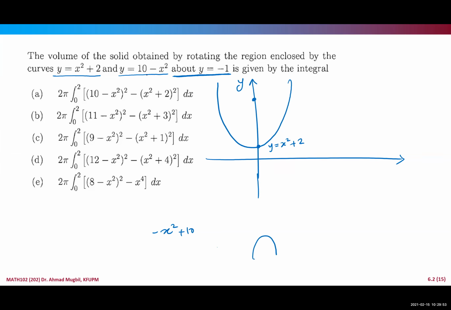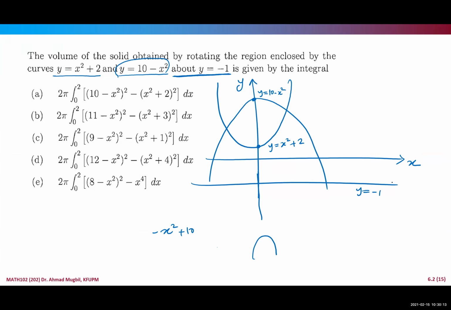But it will open what? Down. So it will be something like this. This is y equals 10 minus x squared. This is the x-axis. This is the axis of rotation. Let's say this is the axis of rotation. This is y equals -1. This is the axis of rotation.